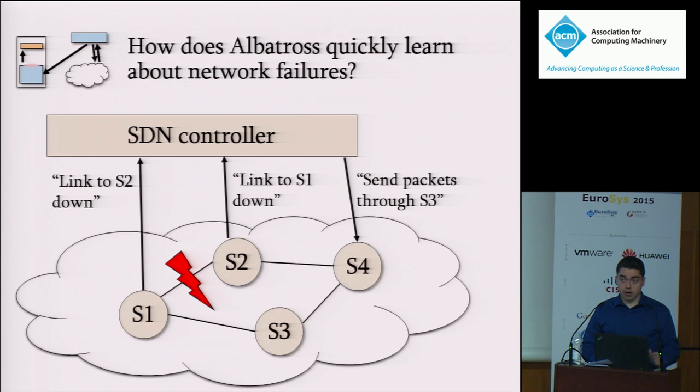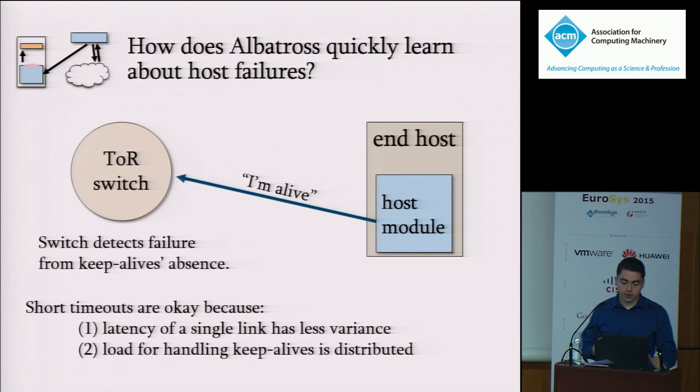Albatross uses SDN directly here, but it can also use software-defined networking to detect host failures. Here, we configure the host module to send keep alives to the top of rack switch, and the top of rack switch is going to monitor the end host for liveness. And it might seem like this is going to require some kind of specialized software to be installed on the switch, but it turns out that software-defined networking has this mechanism called rule timeouts, by which the top of rack switch will notify the controller when it's no longer using some forwarding rule. So if the switch has a particular forwarding rule for these keep alive packets, it'll notify the controller when the end host crashes because it's no longer seeing the packets sent by these host modules.